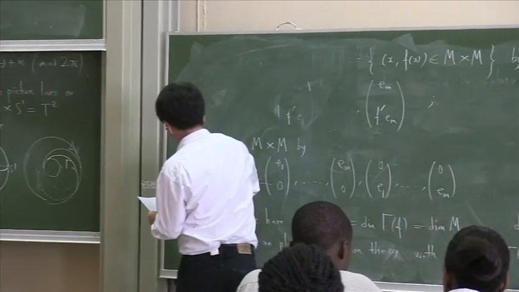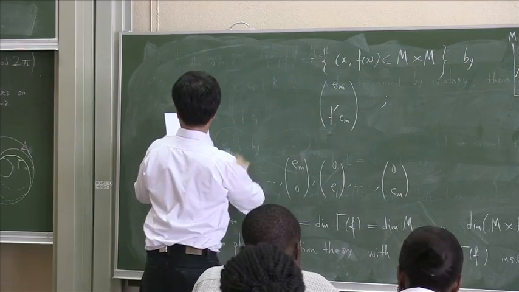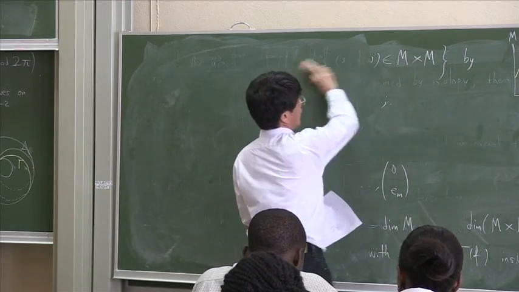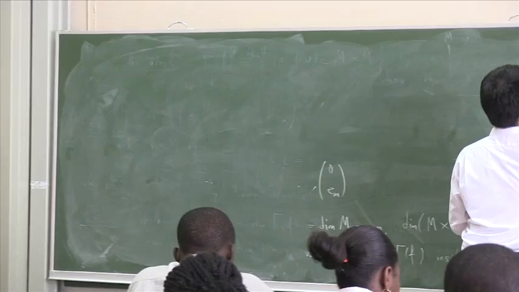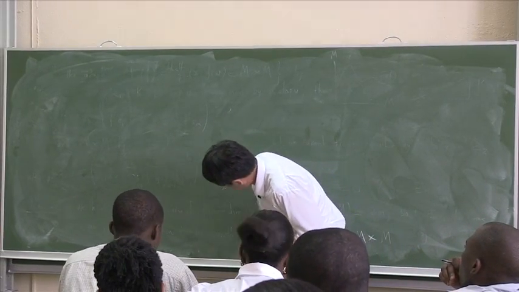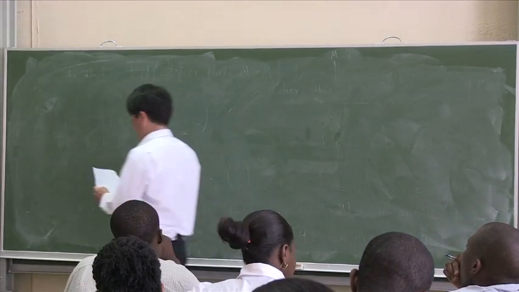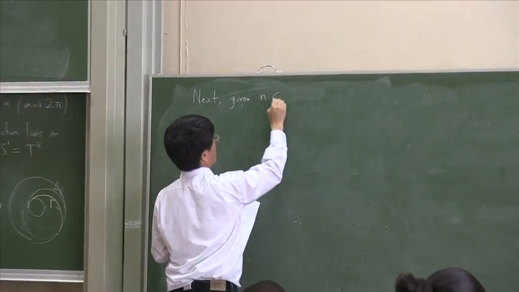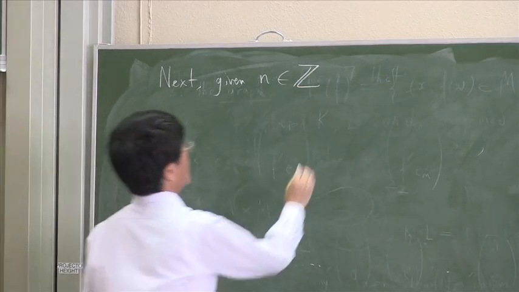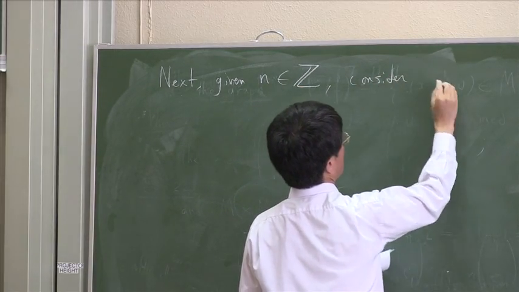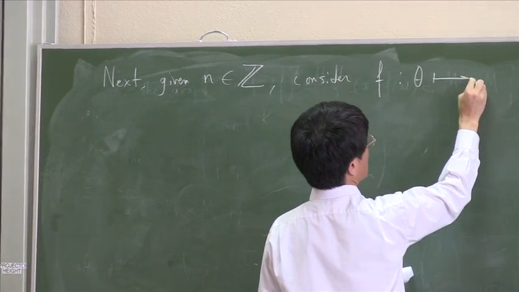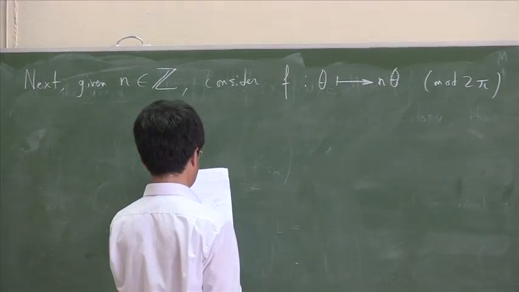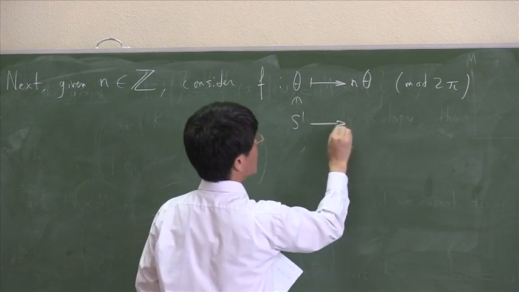I'm going to mention yet one more example, and then we'll finish. That was translation, or addition by a constant angle, alpha. Let's do multiplication. What happens if we consider a map which multiplies angles? Next, let's fix some number n, which is an integer. Consider another map, which I shall also denote by f, which sends theta to n times theta, again modulo 2 pi. Yeah. And that's, again, a map from S1 to S1.